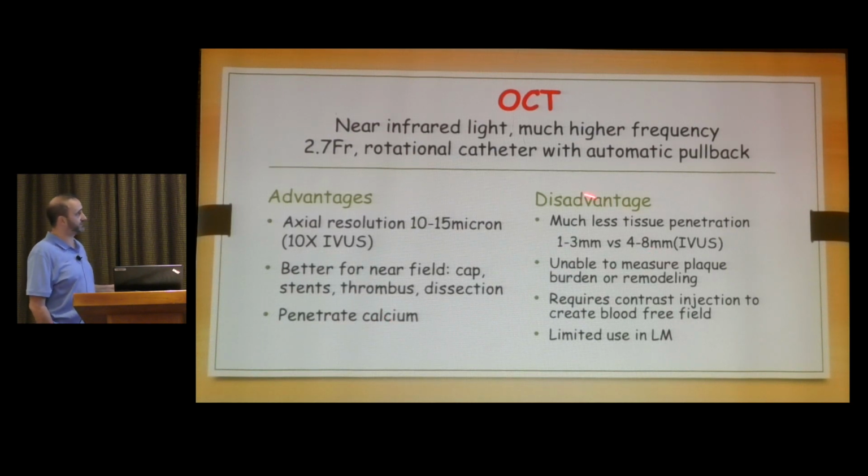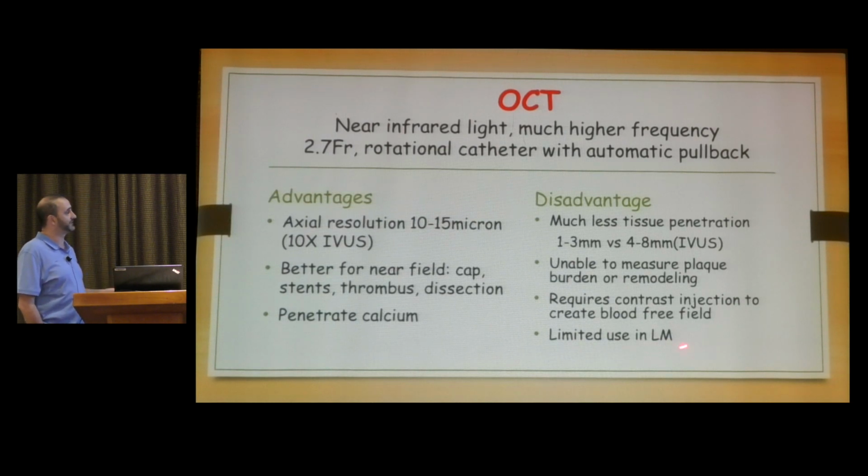Disadvantage, much less tissue penetration. We can see only 1 to 3 millimeters, but with IVUS we can go up to 8 millimeters. We are unable to measure plaque burden because we can't see what's behind the wall, what's behind the plaque, and we cannot assess remodeling. The major disadvantage for OCT, which I believe is one reason why it hasn't taken off very well, is that it requires injection of contrast. Every time you run an OCT, you have to inject about 8 cc's of contrast, and this is going to add up. You're going to do 3, 4, 5 runs. That's going to add 40, 50 cc's of contrast, and that's going to be an issue.